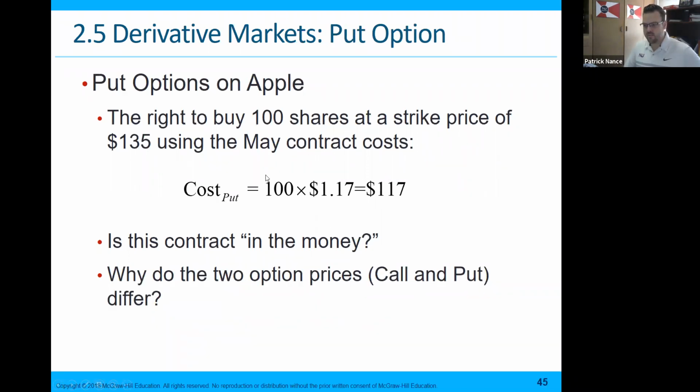Put option is calculated similarly, where we have the right to sell 100 shares at strike price $135, cost $1.17. This contract, I don't believe, is in the money either. So we've got $13,500 plus $117, so $13,617. But you're selling it for $135, so you're still losing money. You're selling something that is valued at $141 for only $135 at this point.